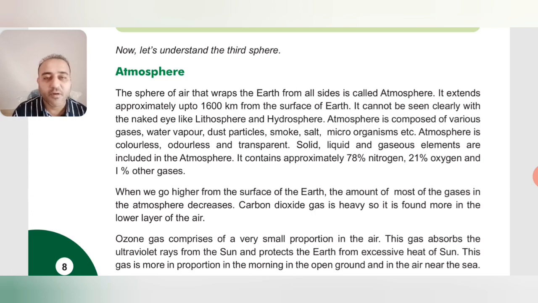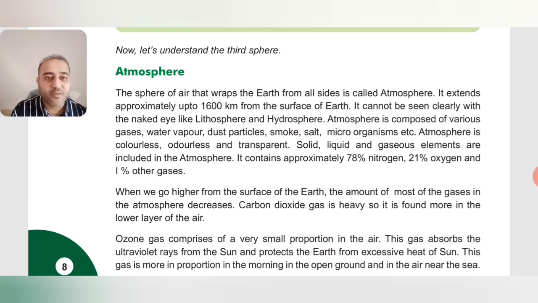We are having different gases, like oxygen, carbon dioxide, hydrogen, helium, etc. So even though these gases are present around us, we are not able to see these different gases. So it is said that it cannot be seen clearly with the naked eyes, that is through our eyes directly we cannot see that, like lithosphere and hydrosphere. So we are able to see the land, we are able to see the water, but we are not able to see the atmosphere. Atmosphere is composed of various gases, water vapor, dust particles, smoke, salt, microorganisms, etc. So these are the different things which can be seen in the atmosphere.